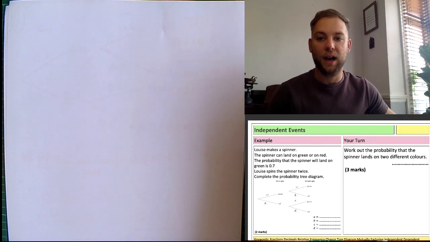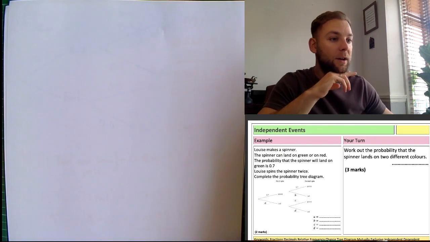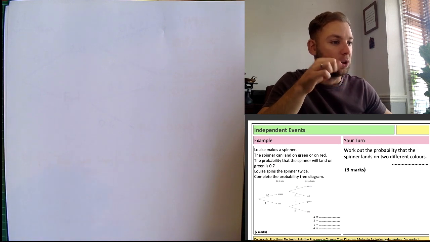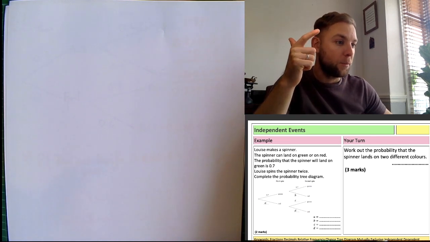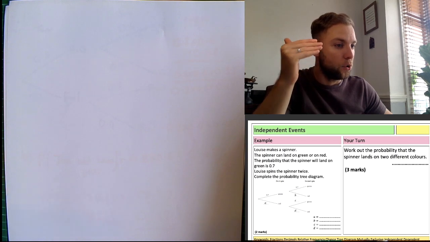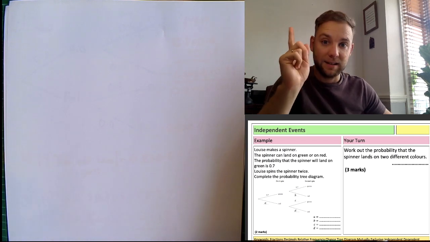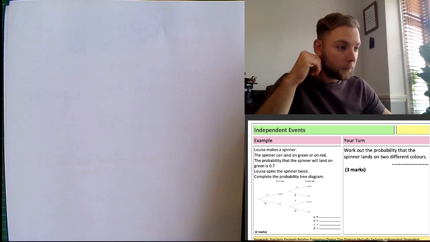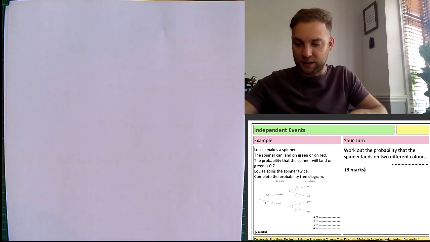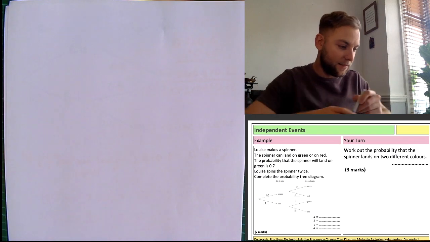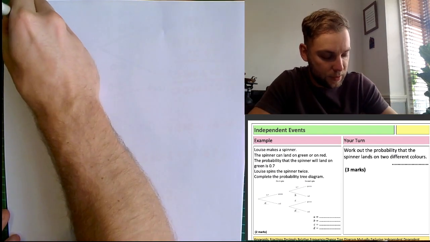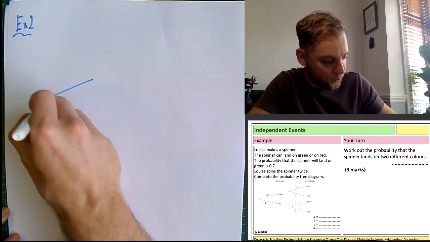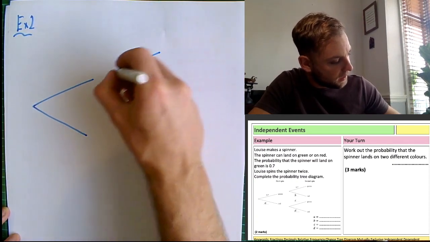So let's have a little look at this one together. Okay, so Louise makes a spinner. The spinner can only land on red or green. The probability the spinner will land on green is 0.7. Louise spins the spinner twice. Complete the probability tree diagram. So our first part here was to complete that probability tree diagram. So let's have a go at this one. This is example 2. I think we should be alright with this one. So we've got two spins. We've got the first spin and we've got the second spin.